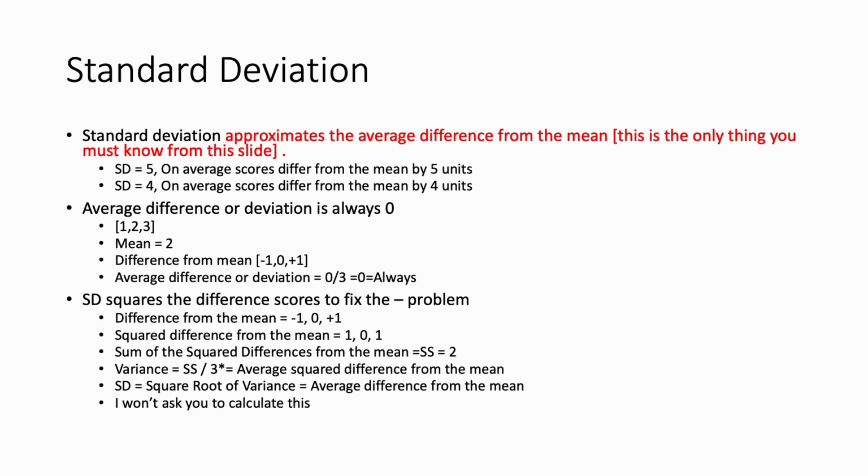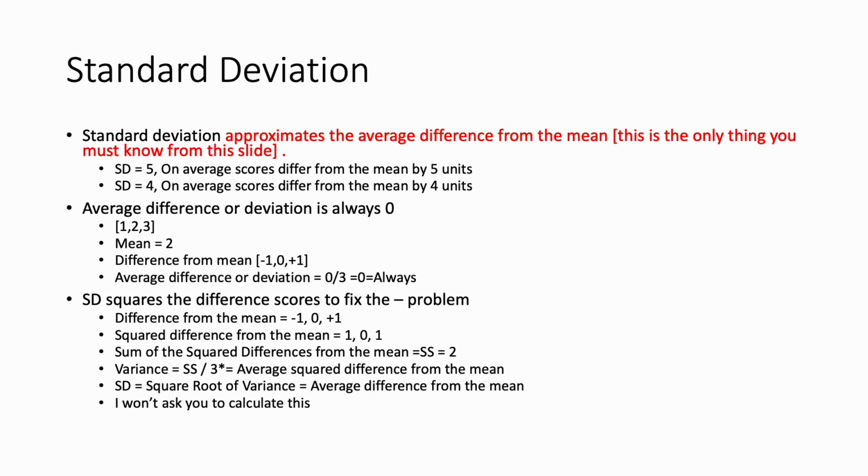So a standard deviation approximates the average difference from the mean. This is something I want everyone to know. This is really the only thing you have to know for this slide. The other stuff is kind of fun for me. When your standard deviation equals 5, you know that on average scores differ from the mean by 5 units. Now this would be in your control condition or your experimental condition, not both.